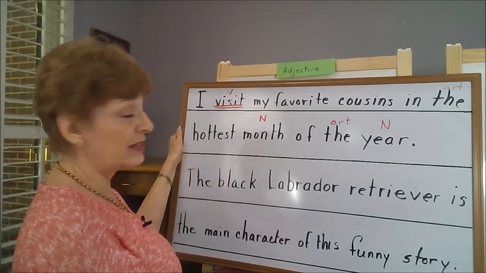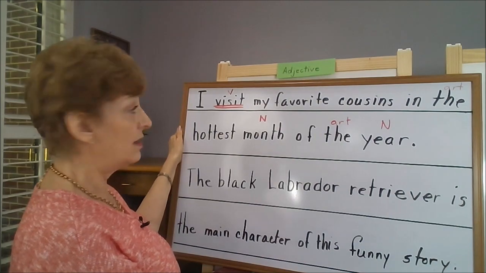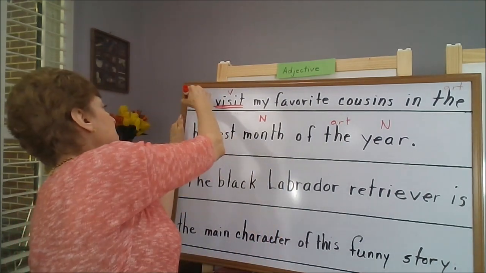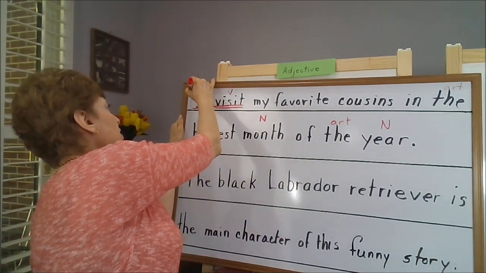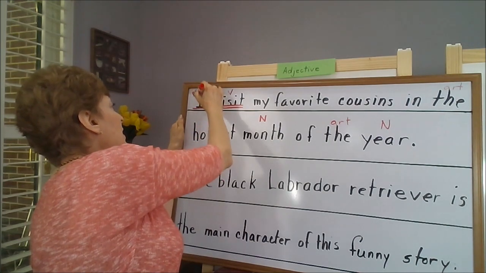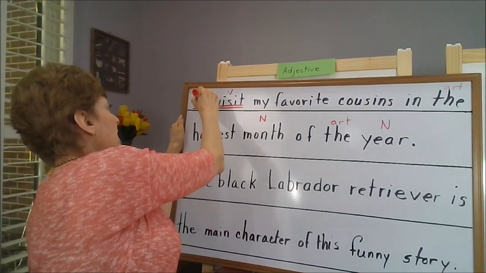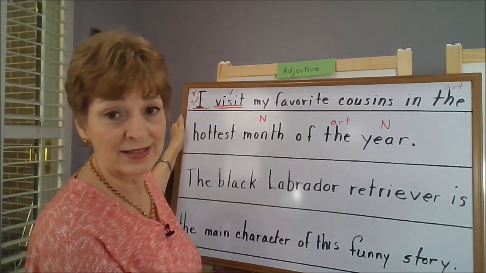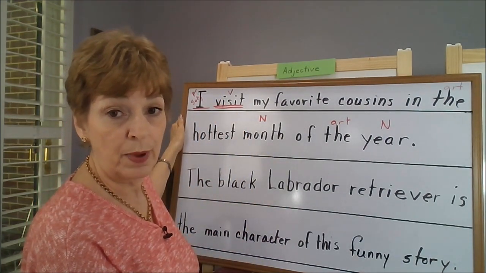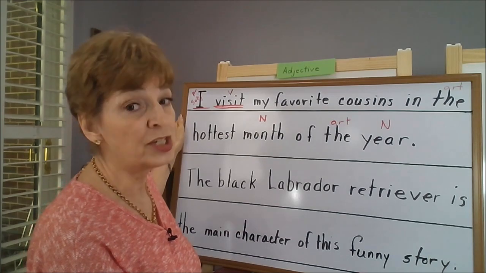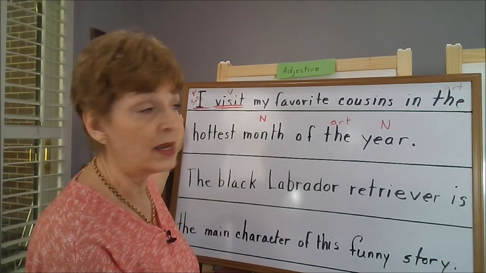And who is visiting? Who does the visit? I do. This is the subject. This is actually a pronoun that is functioning as a subject of this sentence. This is critical that your child is able to do this because the parts of speech are much, much easier to understand and identify.